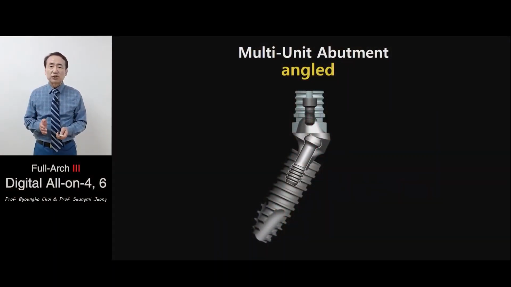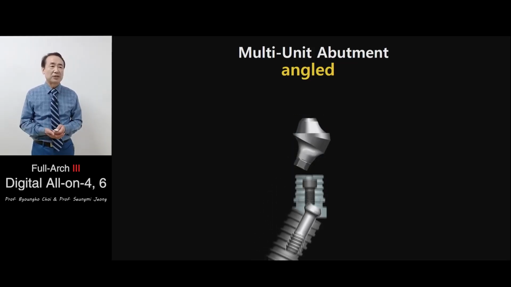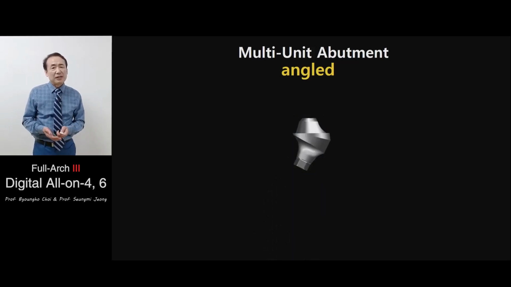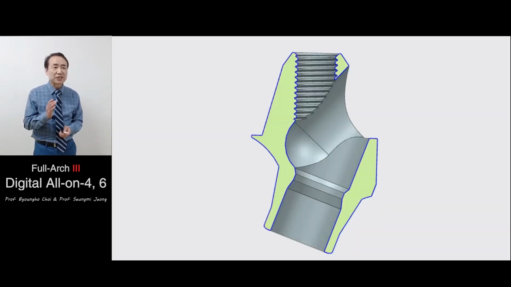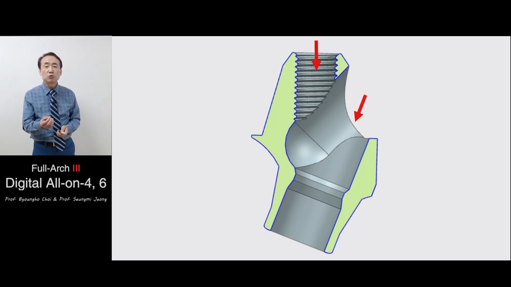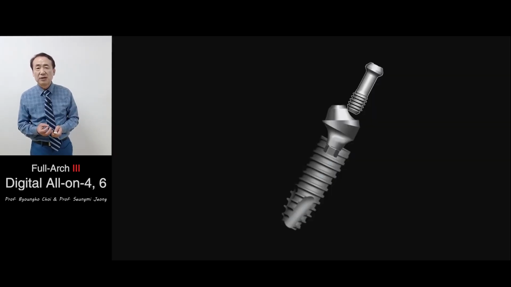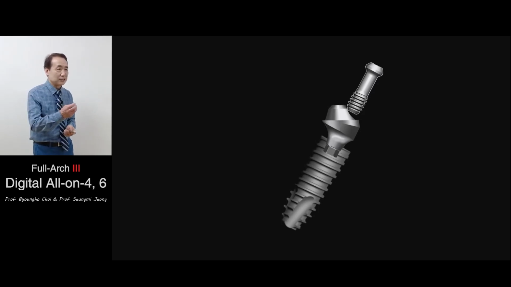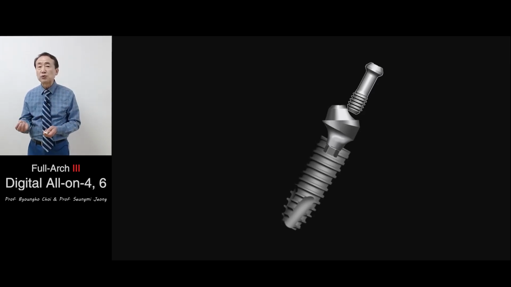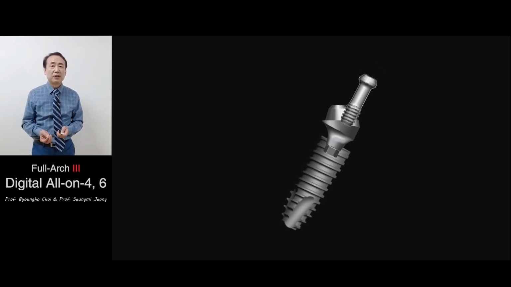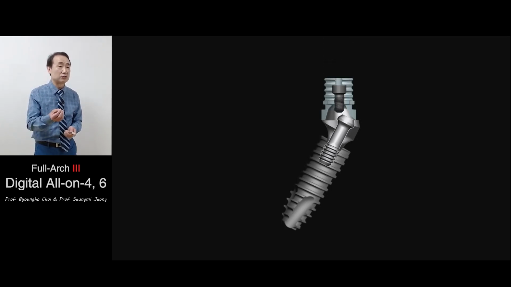Let's take a look at an angulated abutment. This is an angulated abutment. This is a cross-sectional view of the abutment. It contains two screw access holes. The abutment screw is inserted into the distal screw hole, like this one. And the cylinder screw is connected to the abutment from the top.